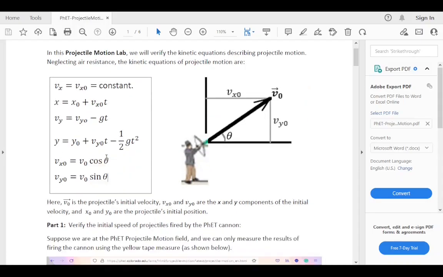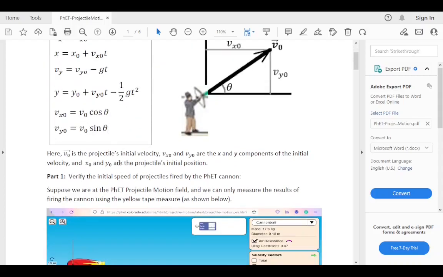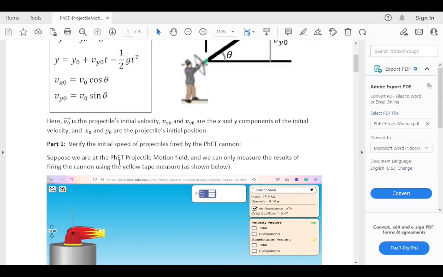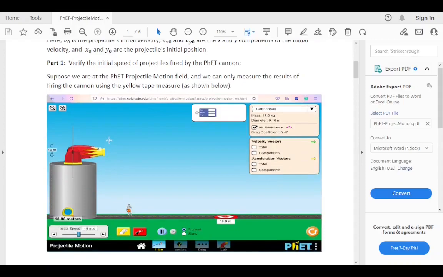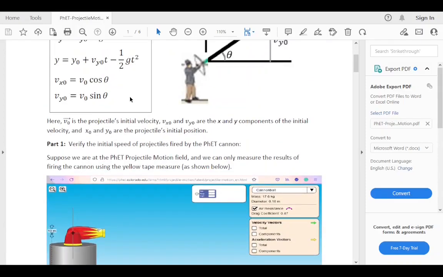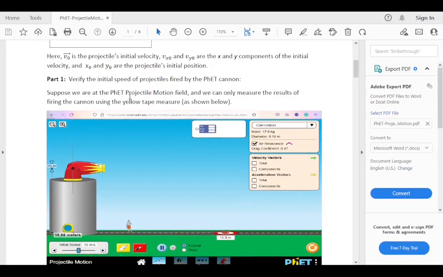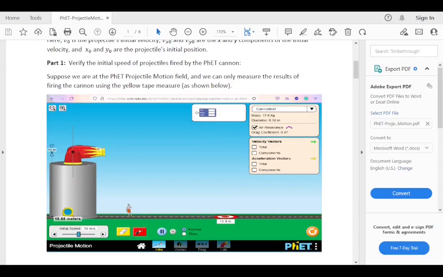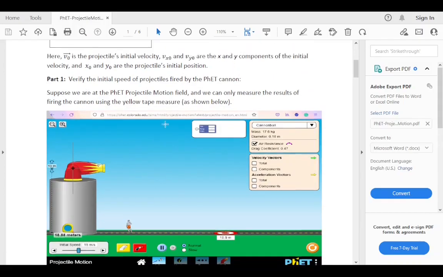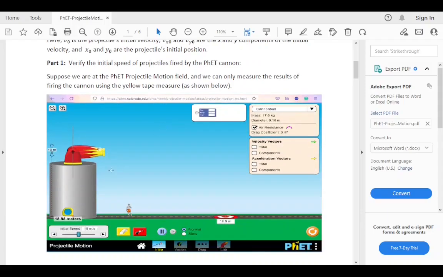So we want to verify that these equations hold true for real projectiles. Well, this being an online or virtual lab, we're not going to actually shoot real projectiles. We're going to shoot virtual projectiles at the PhET projectile motion field. So that's where we're going to do our experiment, in the PhET projectile motion field.